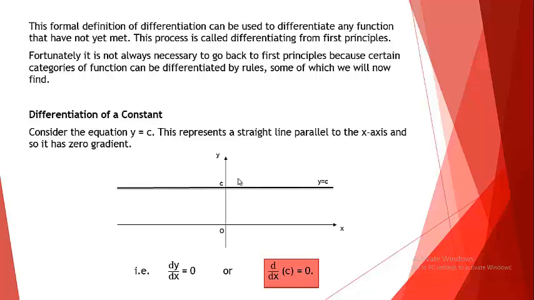So the first rule is differentiation of a constant. Consider the equation y equals c. This represents a straight line parallel to the x-axis and so it has zero gradient. Since the curve is y equals c, it cuts the y-axis at c and also it has a gradient of 0. So dy by dx equals 0, or we can say the derivative of c with respect to x equals 0. So any constant differentiated with respect to x equals 0.